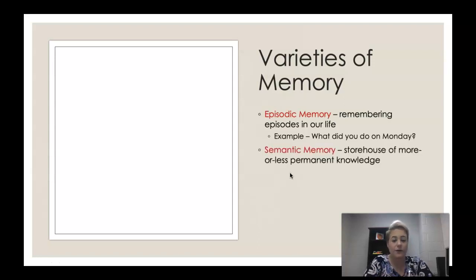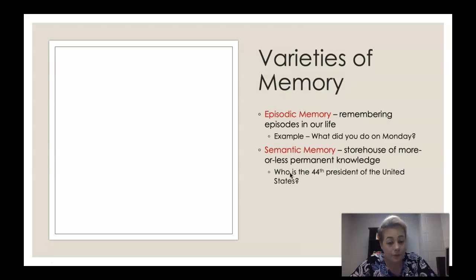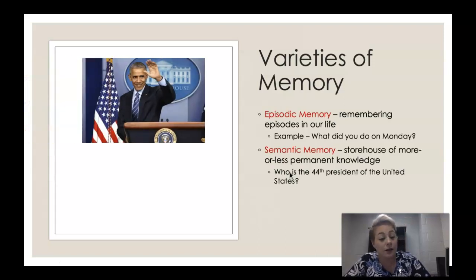It's pretty straightforward. Semantic memories are going to be our storehouse of more or less permanent knowledge. So this is going to be your facts. This is going to be your rules for grammar, right? This is this permanent knowledge that's been kind of pounded into our heads so long they almost become instinctive, right? They're just permanent knowledge. For example, who is the 44th President of the United States? If you need a clue, Donald Trump is the 45th president. So who is the 44th president of the United States? If you said Barack Obama, you are correct.